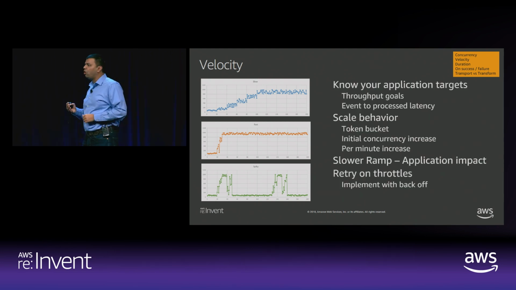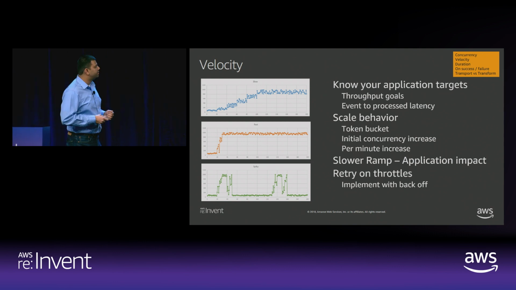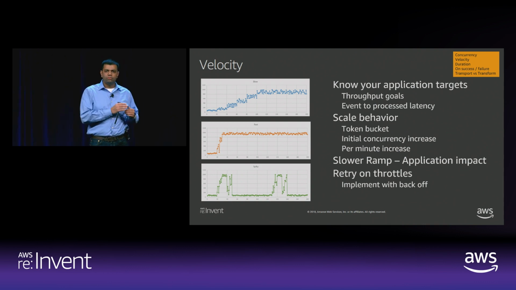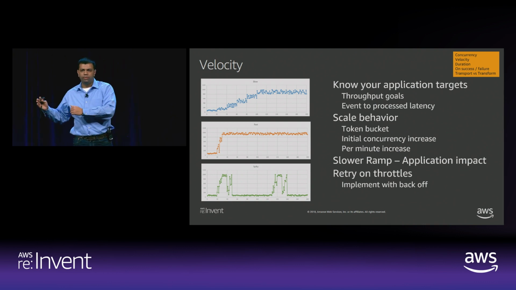So you really need to know which type of workload your application is, and what type of goals you want to achieve with Lambda. And one of the key things to think about is what is the goal in terms of the rate at which the overall work needs to finish, like throughput, and if you have individual goals from the event occurring to the event being processed. So this is the event to process latency, basically.